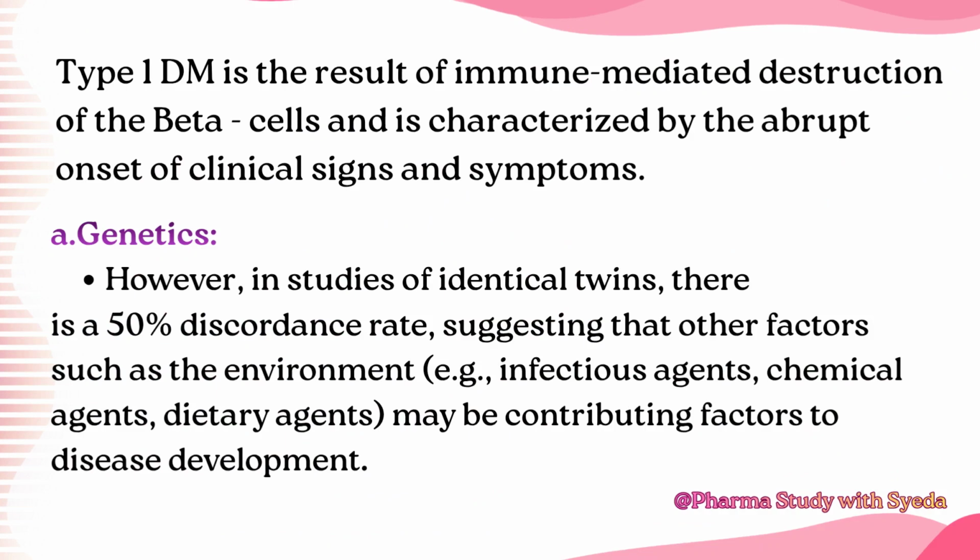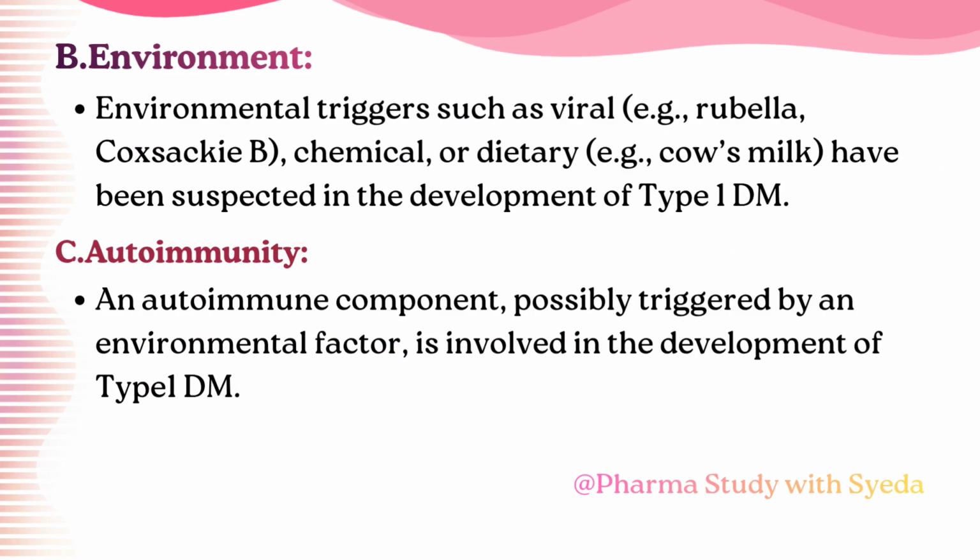However, studies of identical twins show about a 50% discordance rate, meaning that not both twins always develop the disease. This suggests that environmental factors also contribute. Possible triggers include infectious agents, certain chemicals, and dietary factors, which may initiate or accelerate the autoimmune destruction of beta cells. Now let's look at the environmental and autoimmune factors involved in the development of type 1 diabetes mellitus.